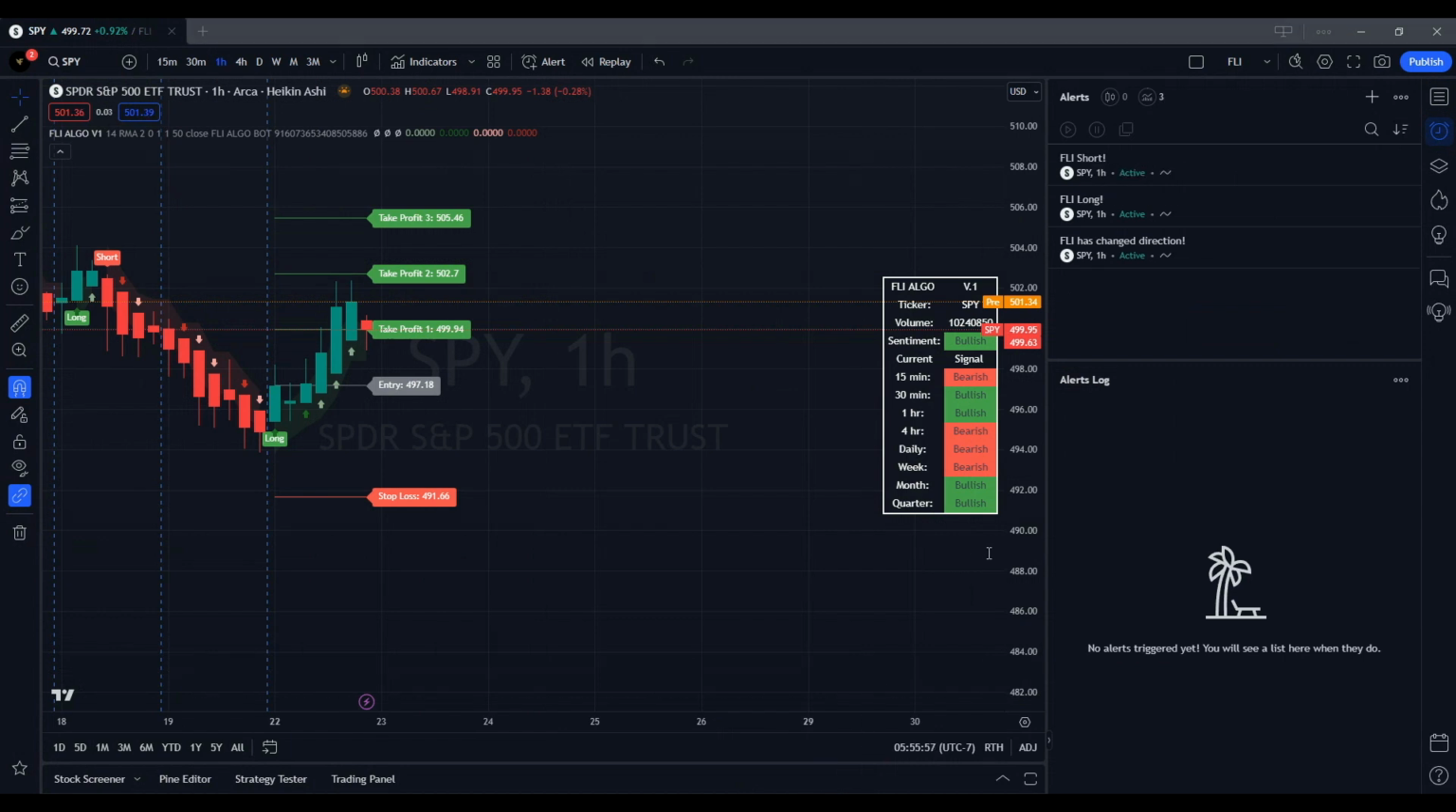If you receive a long or short signal but don't see an entry point, don't panic. The indicator is simply waiting for the candle to close bullish or bearish to confirm the entry. This patience ensures you enter trades at optimal times.